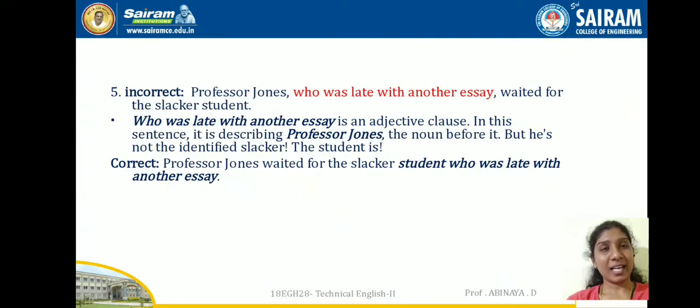An incorrect sentence again, the last one. Professor Jones, who was late with another essay, waited for the slacker students. How can a professor be late with another essay? No, it's illogical. Slacker students can be late with their essays, right? So "who was late with another essay" is an adjective clause. In this sentence it is describing Professor Jones. Actually, it is supposed to modify the slacker students. So it is misplaced. Again, we have to change the place of the modifiers. So the right statement is, Professor Jones waited for the slacker students who were late with another essay.